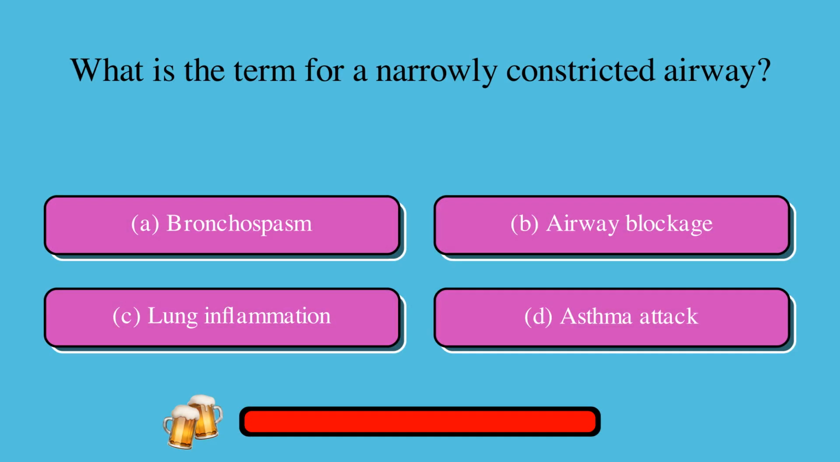What is the term for a narrowly constricted airway? A. Bronchospasm, or B. Airway blockage, or C. Lung inflammation, or D. Asthma attack? The correct answer is A. Bronchospasm.